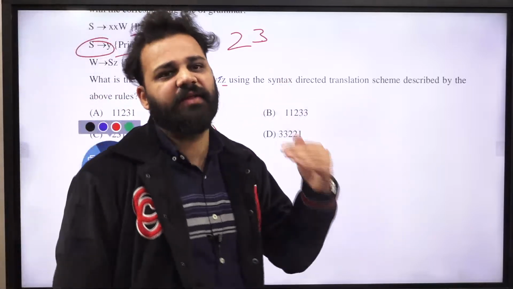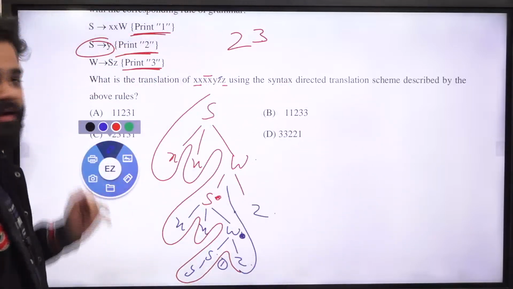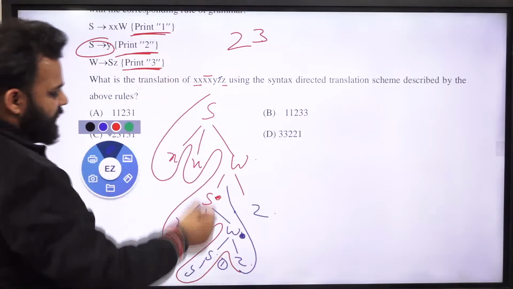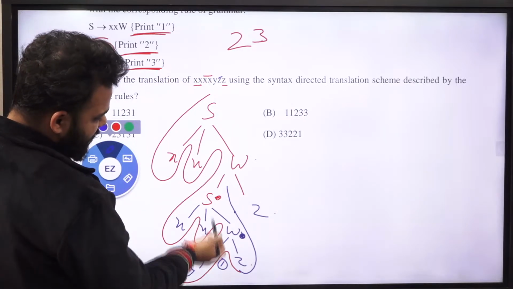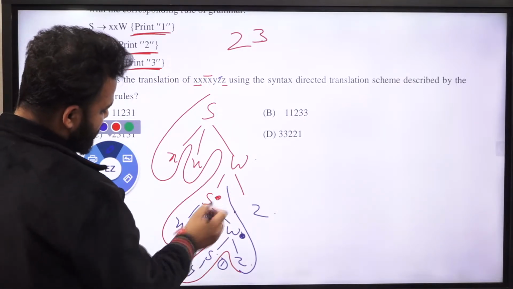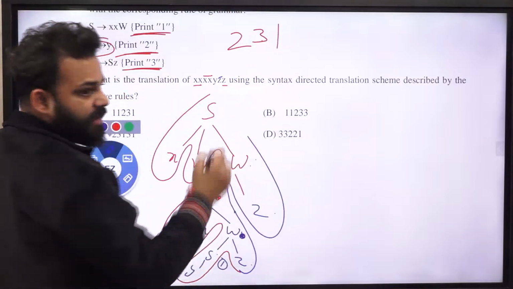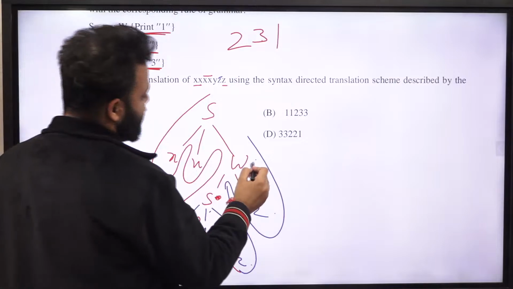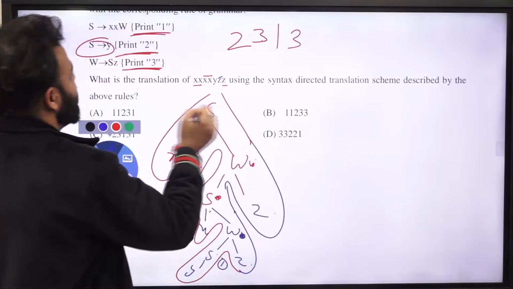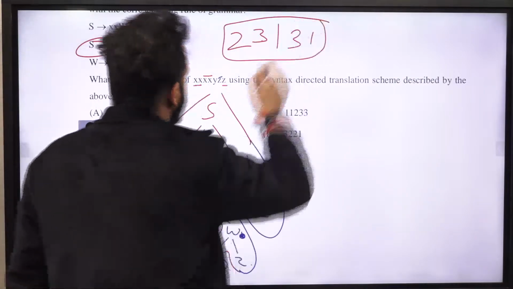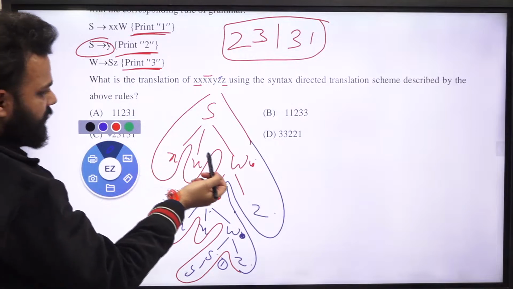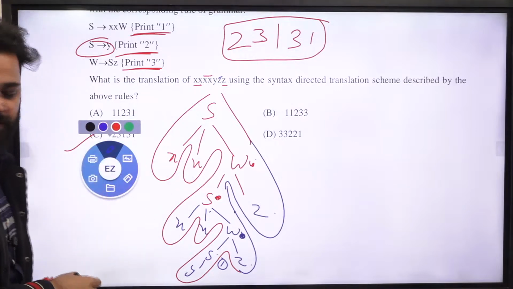So this means whenever the production is completed, then only we will print this 3. So now we have printed 2, 3. After that, s goes to xxy is done. So 1 will be printed. Again we will come back. W goes to sz will be done, so 3 will be printed, and again at the end s goes to xxws, so 2, 3, 1, 3, 1. So the correct option will be option C. Yes, option C will be our correct option.